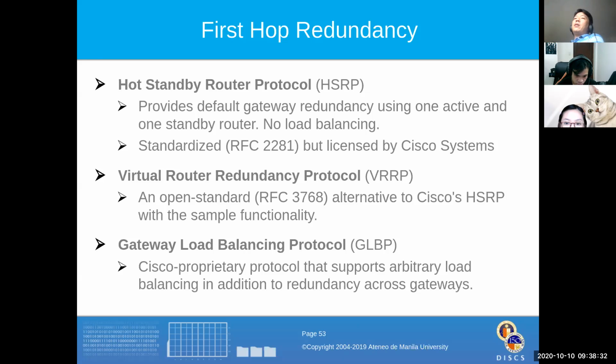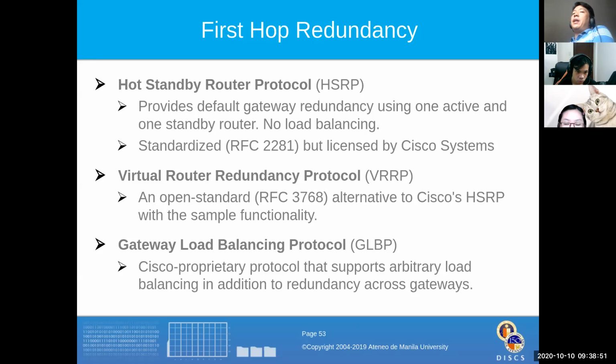It provides default gateway redundancy, but you can only have one active and one standby, meaning you can do two ISPs, but it only uses one by default. And when that one ISP goes down, it automatically shifts to the second one. Not very nice, but it is useful enough for redundancy.